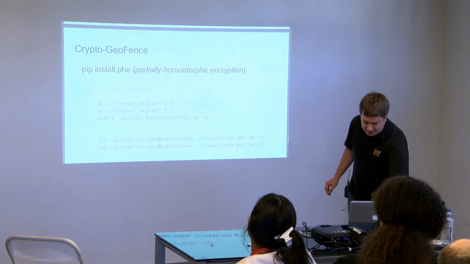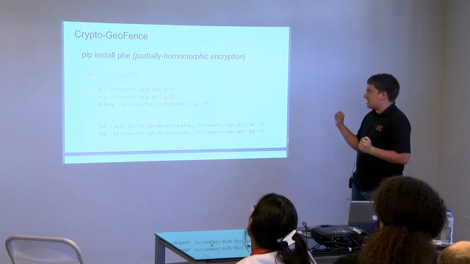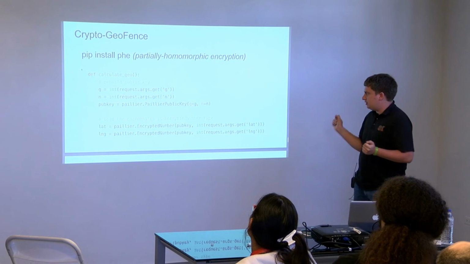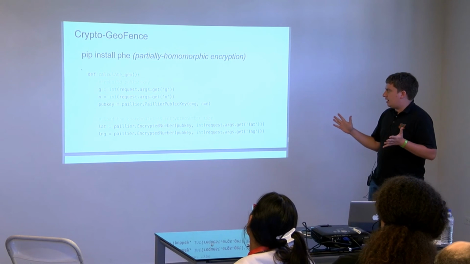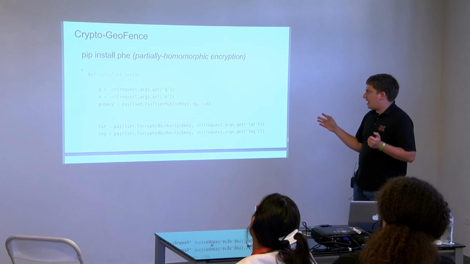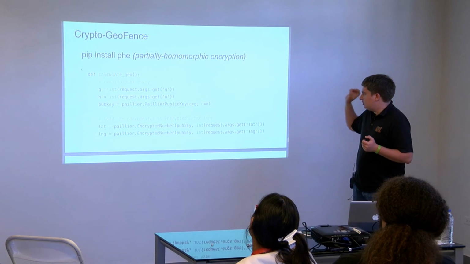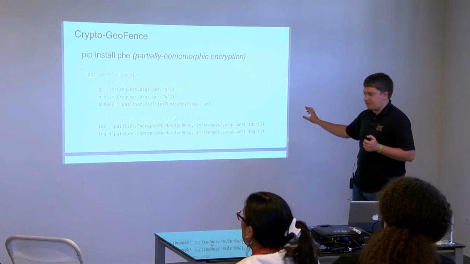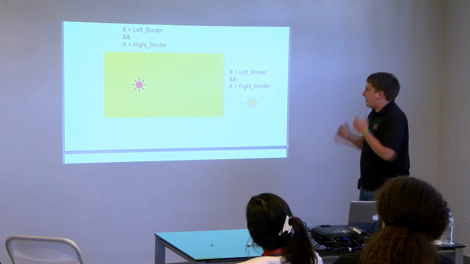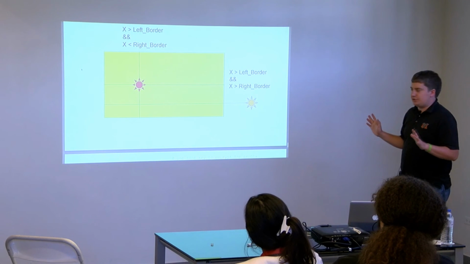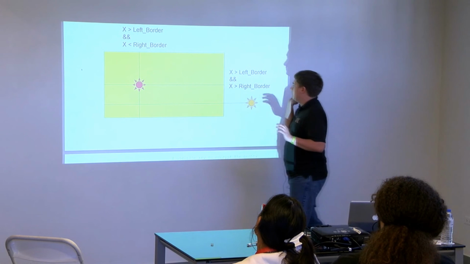I don't think I have a lot of time to talk about this, but there is a library called PHE for partially homomorphic encryption. So I have a website. You post a public key and some encrypted coordinates up to it. It turns them into these encrypted numbers for the latitude and longitude. And even though I don't know what the latitude and longitude are, this is my Puerto Rico bounding box here.